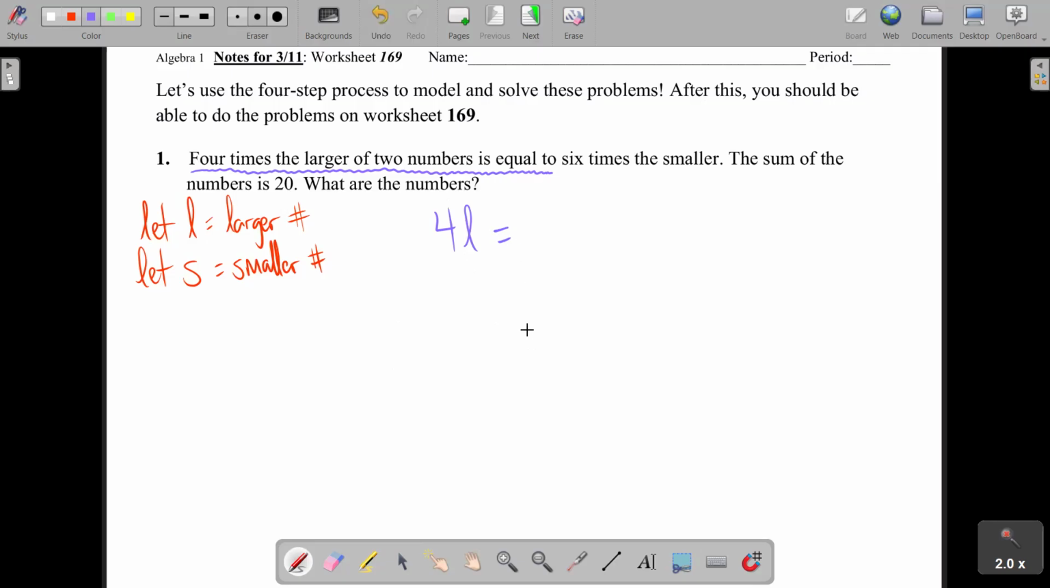Boom. Just destroyed 1, 2, 3, 4, 5, 6, 7, 8, 9, 10 words with two symbols. And then all that's left is this little chunk on the right side that says 6 times the smaller. And what's that going to look like? 6S. Very good.